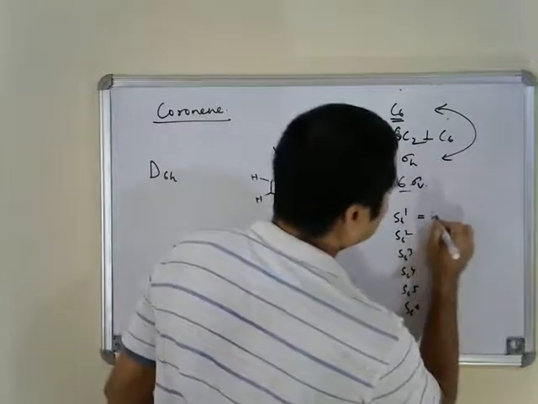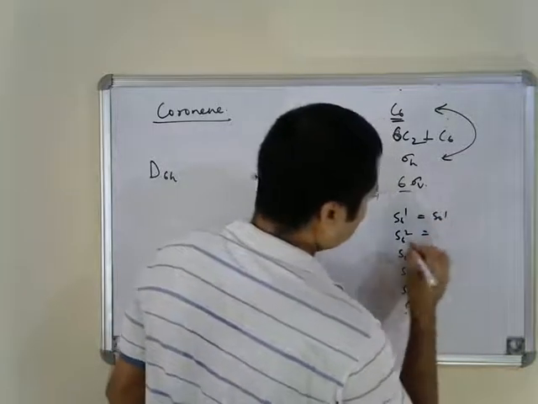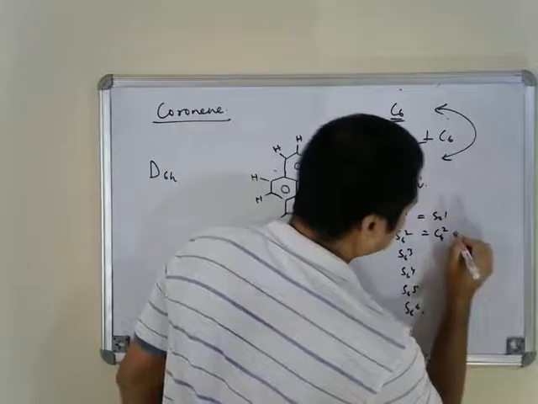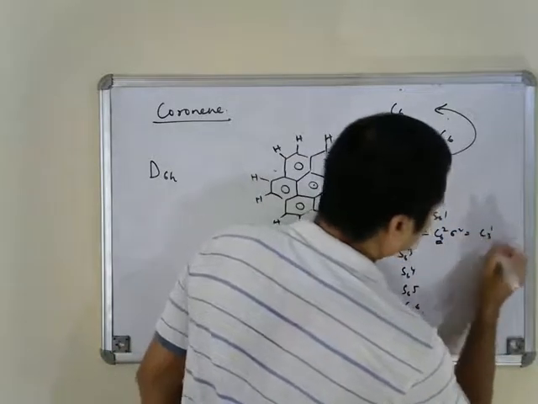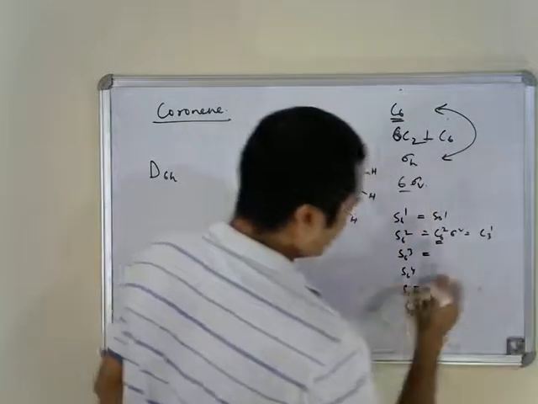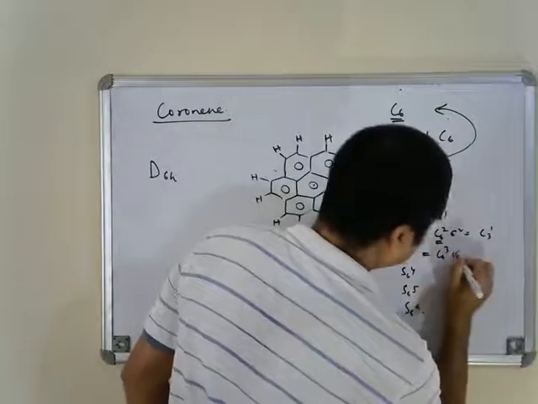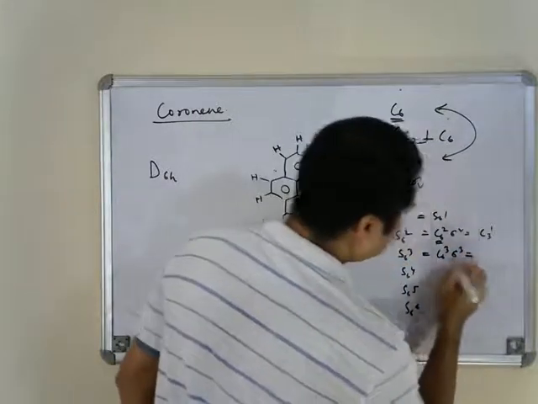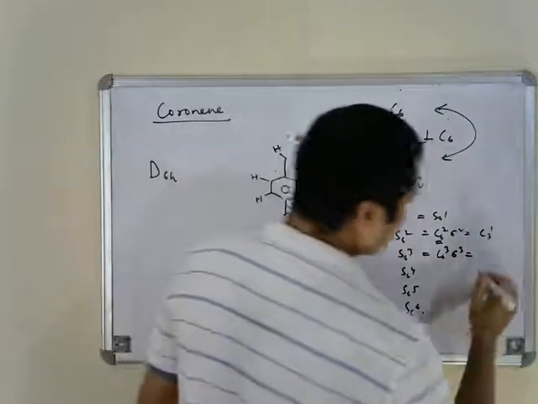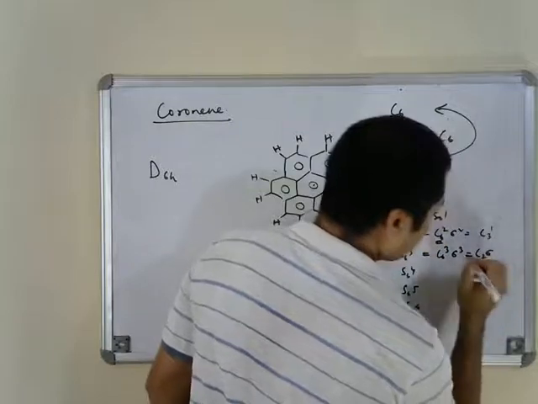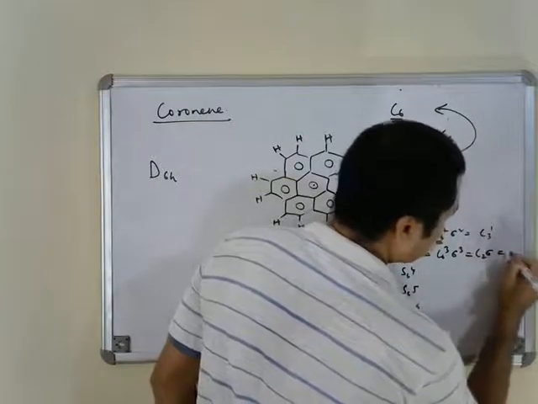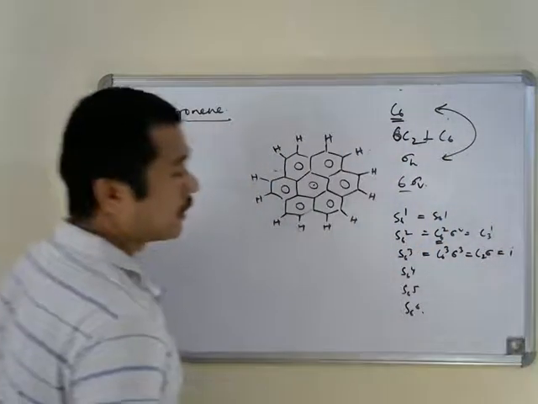So this is going to be S61, and this one is going to be C62 sigma 2. C62 is going to be C31. This is going to be equal to C63 sigma 3. C63 is going to be equal to C2, and sigma 3 is going to be equal to the sigma. So that is going to be equal to S2, which is going to be equal to inversion center.